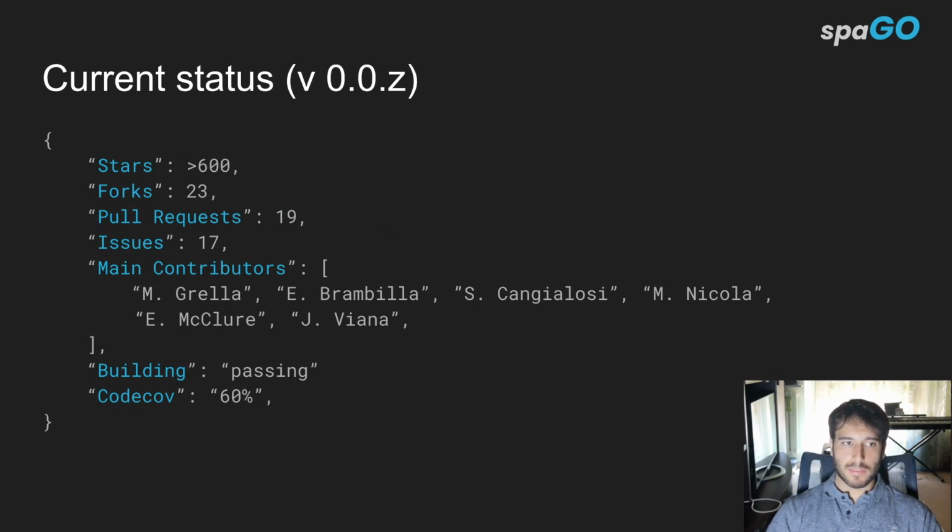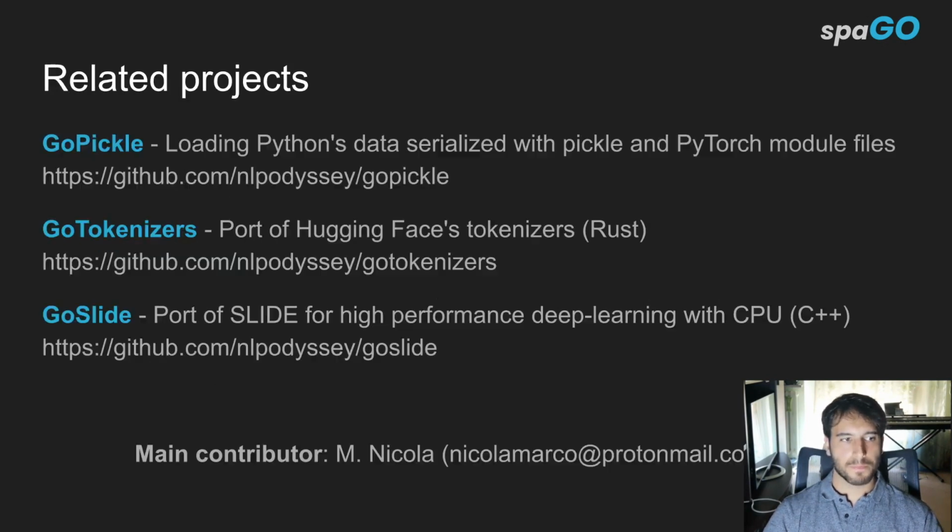spaGO is not stable yet, but it is growing rapidly, even in number of stars. In a few days, we reached more than 600 stars. We have a few forks, a few pull requests. Even the number of active contributors is increasing significantly. We use the main branch to always have running environments. So as I said in the beginning of my presentation, you can fork spaGO, you can clone spaGO, and start using it from the main branch. The overall code coverage is only 60%, but we will improve.